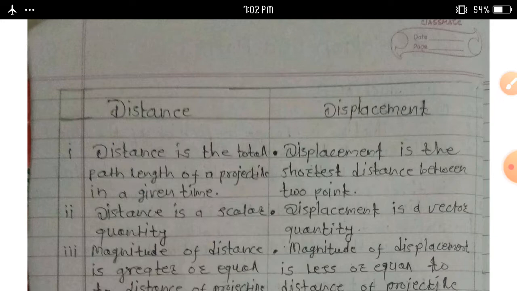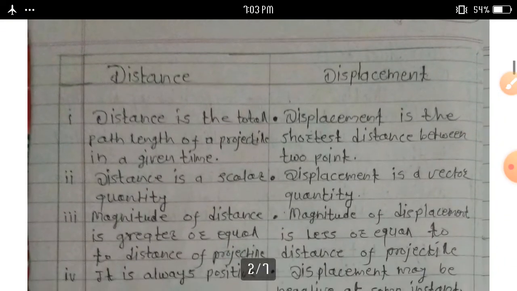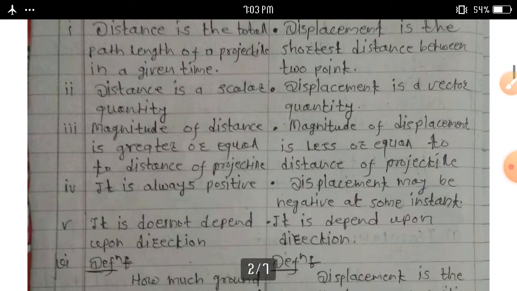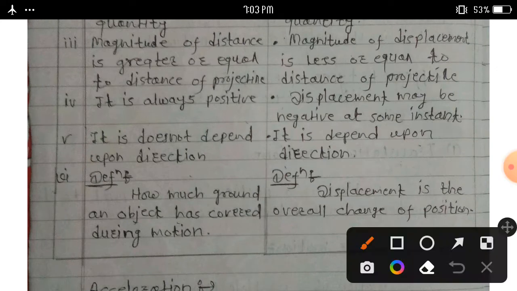Then we discuss the next point. What do you mean by distance and what do you mean by displacement? Distance definition: how much ground an object has covered during motion is called distance. And what is displacement? Displacement is the overall change of position.